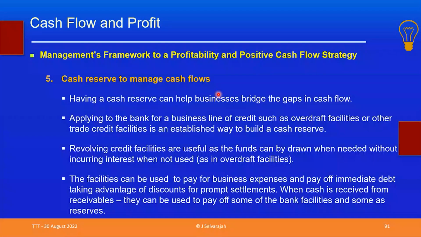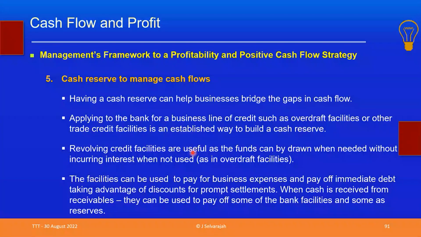Cash reserve to manage the cash flow. Having a cash reserve can actually bridge any gaps in a cash flow. That's why you store your funds in short-term deposits. When you need it, you take it out and use it. So that's where this one ties in with what we said just now. Applying to the bank for a business line of credit like overdraft or other trade is an established way to build a cash reserve. Only by using their money, you generate profit, pay them their interest, pay them the loan, and then you carry on and the thing will start running, right?